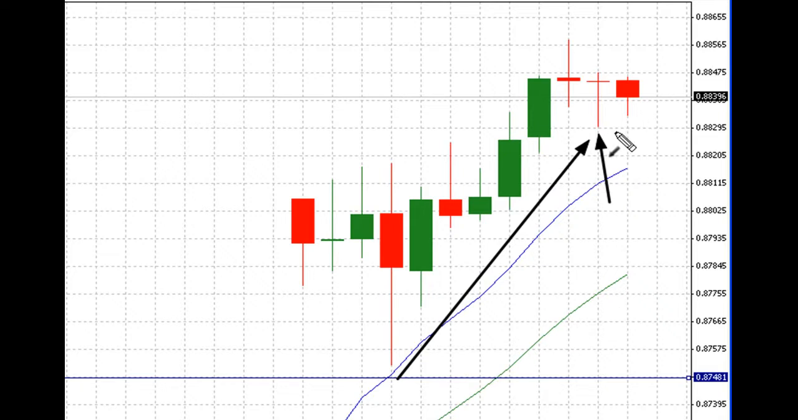So hopefully we don't get a break of this low, and after this bar here has completed, we'll be able to tell whether we've got a pivot low here or not, and then we can move our stop. So I'll just pause the video and I'll wait for this bar to complete, and then we'll see whether we can move our stop higher or not.